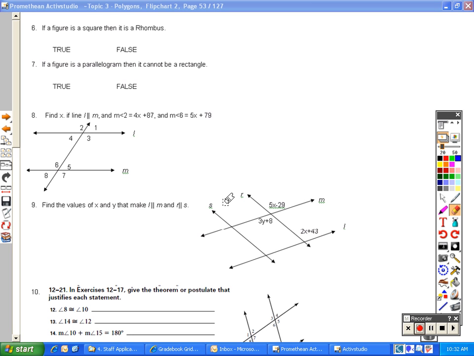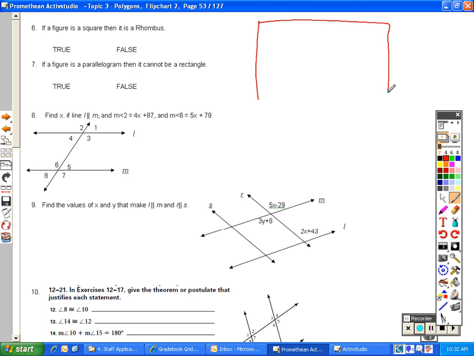All right. Let's move on to the back page. If a figure is a square, then it is a rhombus. We need to decide if that's true or false. This is referencing that Euler diagram that we had done. So let's just draw a little rough version of it, the part that's really going to help us.